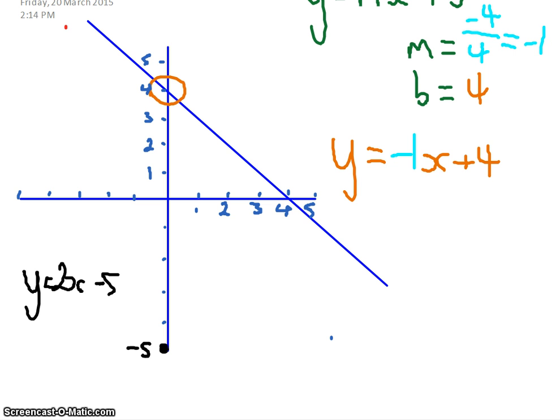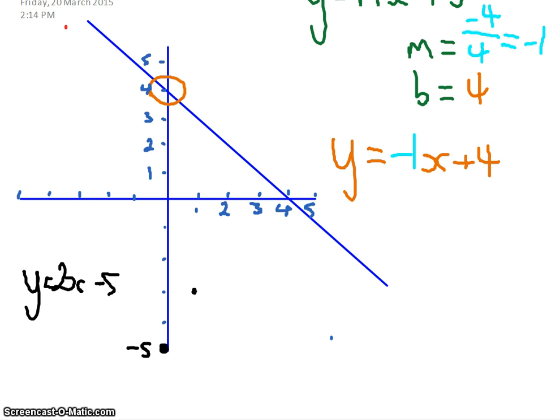Okay? Now what's the gradient in this one? 2. Which means what? What does the gradient of 2 mean? Remember, it's rise over run. So to get a fraction that is 2, that means you've got to have 2 over 1, correct? Yeah. 2 over 1 is 2. Okay, which means your rise is 2, your run is 1. What does that mean? Up 2 and across 1. Brilliant. Up 2, across 1. Guess what? You're done. Draw it.